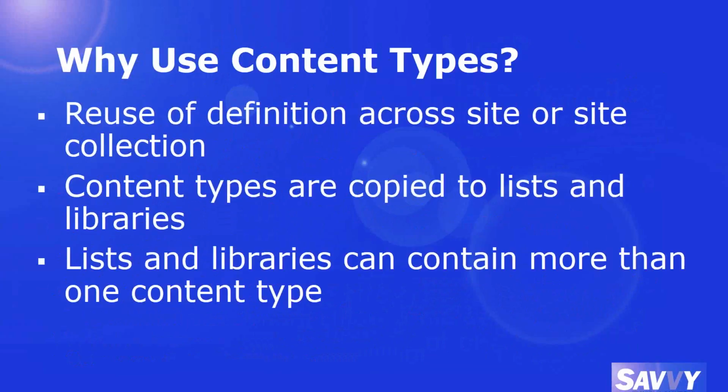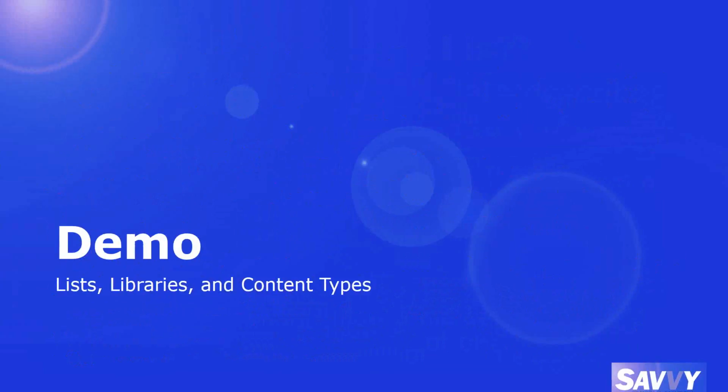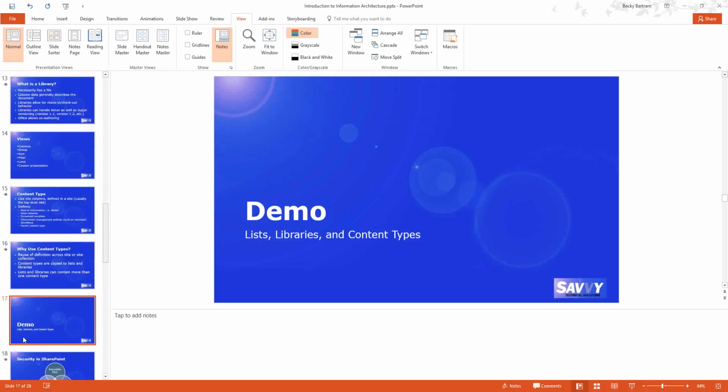Now, that being said, content types are copied to lists and libraries, and in fact, within that list or library, users can tweak that content type, how it's used at that particular level. Although you as the site collection administrator can go back and overwrite those changes that have been made at the local level. The benefit of using content types is that lists and libraries can contain more than one content type. So I'll show you in this demo how this works.